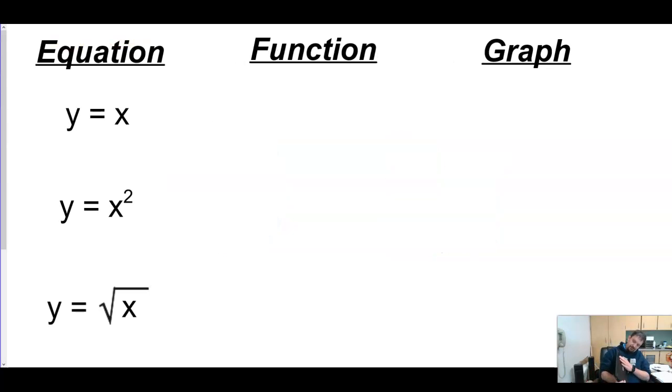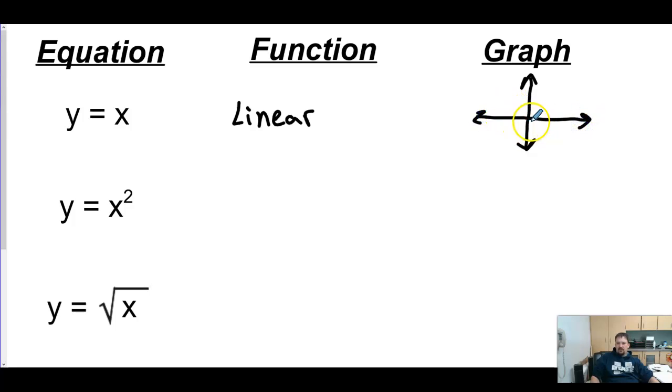First, we have one function that says y equals x. So this function is called a linear function. So we're going to write linear underneath the function. And the graph of this linear function is just a diagonal graph that goes through 0, 0 and crosses through like 1, 1, 2, 2, 3, 3, 4, 4. So it's just a diagonal graph that looks like this.